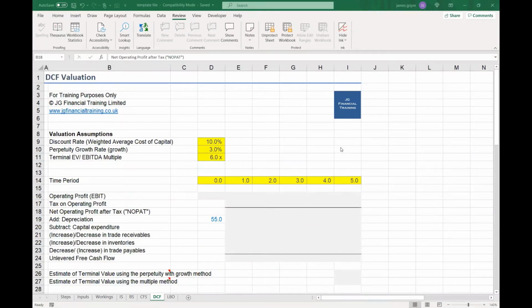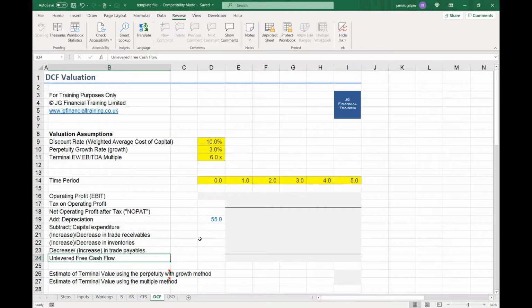Great, well, welcome back. And now we're going on to lesson 7, where we're going to think about doing a DCF valuation for this company. And I always like to think about DCF valuation in 5 steps. The first step is to estimate the unlevered free cash flows, which you can see we're going to be doing in rows 16 down to 24, starting with operating profit.